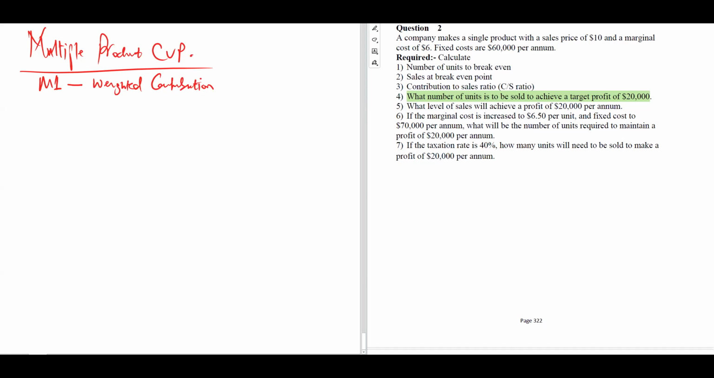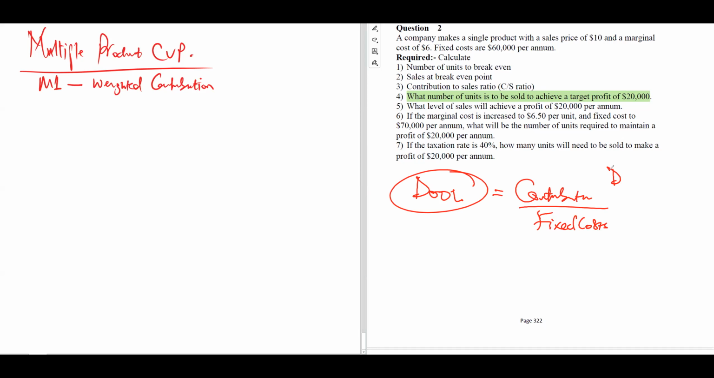Now, for this question that we're doing, let's find the degree of operating leverage to see if the product is a profitable one. I told you degree of operating leverage, we can calculate it as contribution over what? Over fixed cost, right? And I told you that when your degree of operating leverage is more than 1, the product is profitable. If it's less than 1, then the product is loss-making. From the case, what would be our maximum contribution?